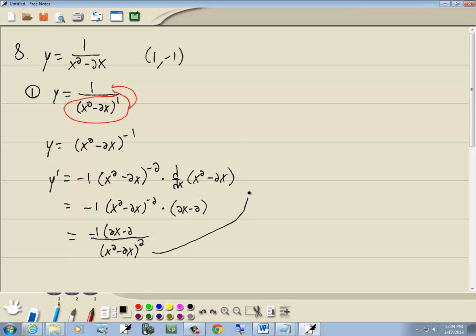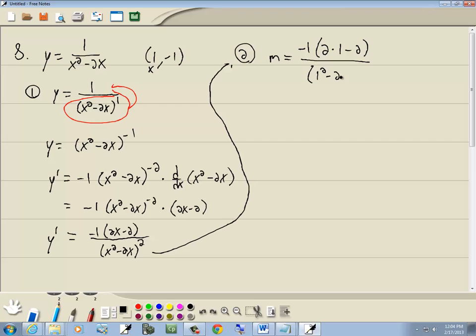Well, step 2. I'm not going to do any simplifying on that. Step 2 is to change your y prime to m and plug in the x part of your point. So I'll plug in 1 for the x. So I'm going to have negative 1 times (2 times 1 minus 2) over (1 squared minus 2 times 1) to the second power. Well, 2 times 1 is 2, minus 2 is 0. Times negative 1 is 0, and 0 divided by anything is 0. So we got m is equal to 0.